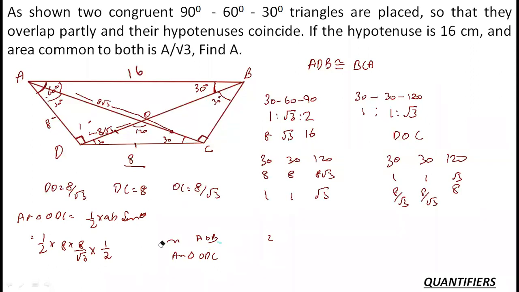So this area is nothing but 16 upon root 3. Now this area is 16 upon root 3. This area is 16 upon root 3. What is this area? This will be 4 times, we just discussed. So this would be 64 upon root 3. Now this is 64 upon root 3, right? And the area is in the form A by root 3. A is 64. So 64 is the required answer.